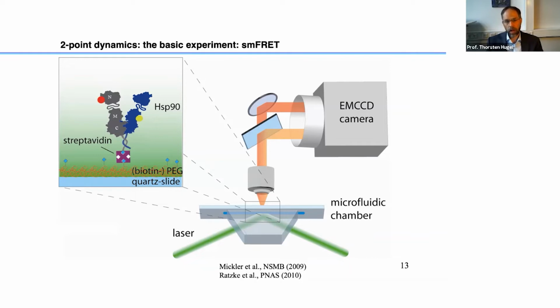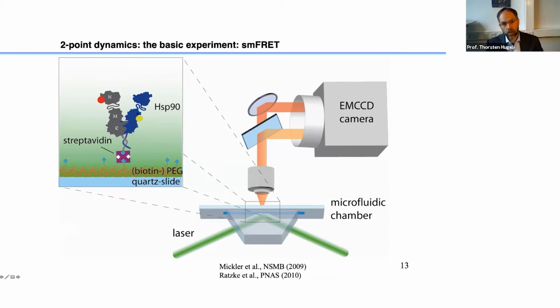We wanted to see how it moves, and there was this idea that it would make an open-close movement between the two dimers, and with this you would grab a client protein, catch it, process it, and then release again.